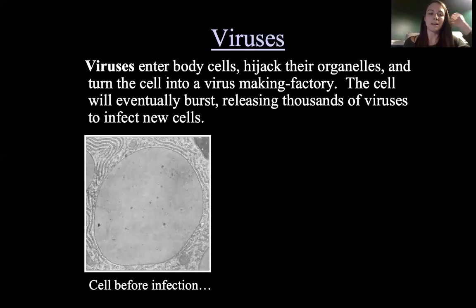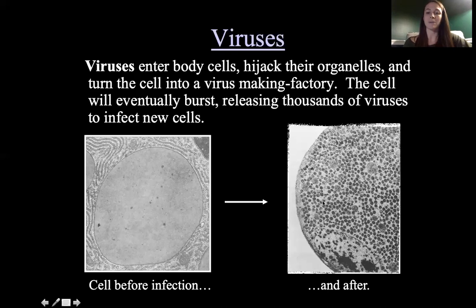So you can see here, this is a picture of a cell before it gets infected with a virus. And this is the cell after it was infected with a virus. All of these little particles inside are viruses that the hijacked cell has made. This cell will burst, and all of these little viruses will be able to go infect other cells.